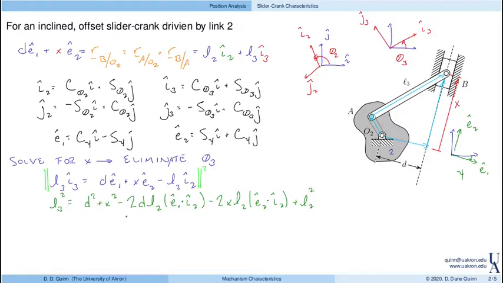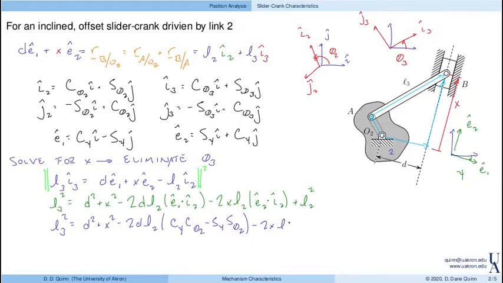This might be a good time to pause the video and go through and work this out on your own. Right, so you're taking the dot product of the left-hand side with itself. That one's pretty easy. That gives you L3 squared. But then when you dot the right-hand side with itself, you get this expression here. And this reduces then to L3 squared equals d squared plus x squared. And then E1 dot I2 is cosine of psi, cosine of theta 2, minus sine of psi, sine of theta 2. Remember, psi is the angle of the direction of the slider.